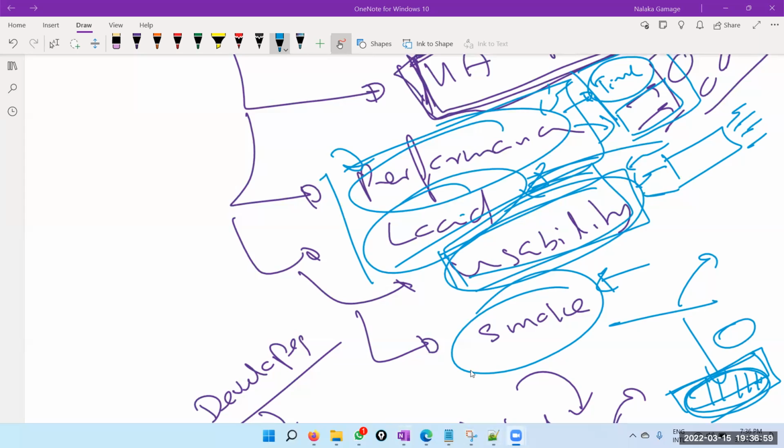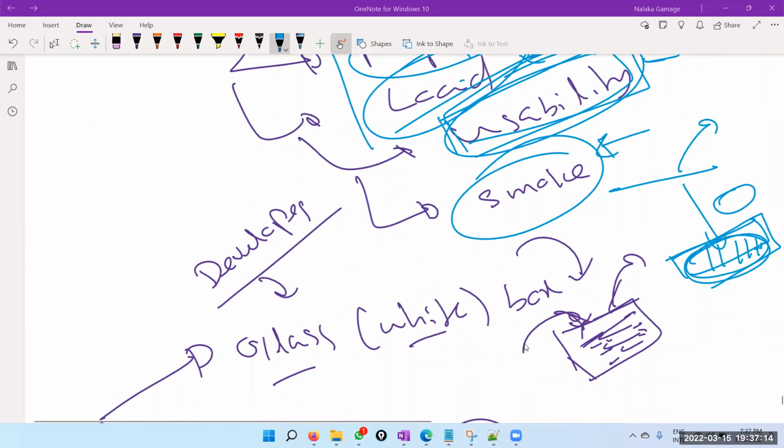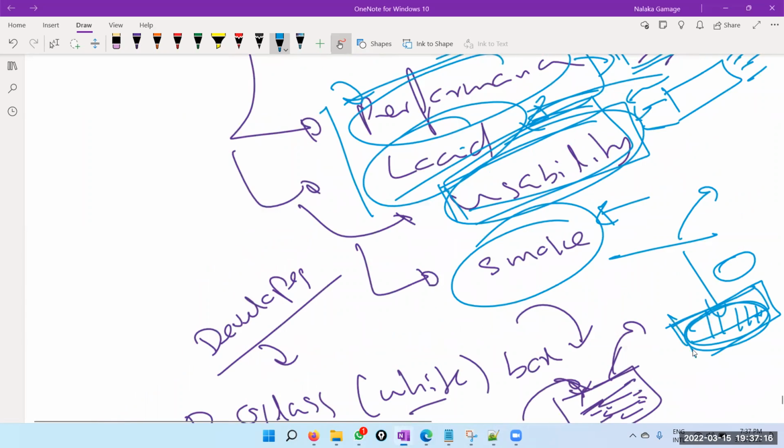So the technical term we use is regression testing. We do regression testing or smoke testing. Smoke testing or regression testing means we just go through the main functionalities.